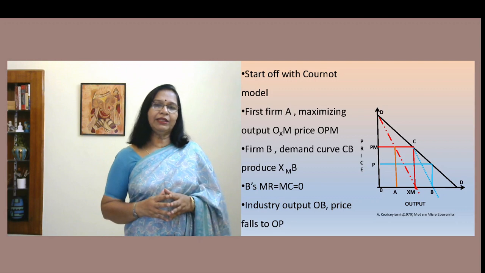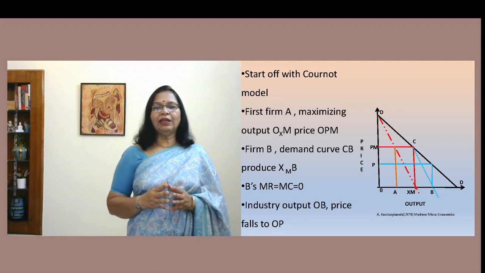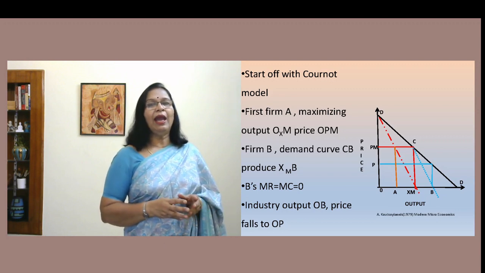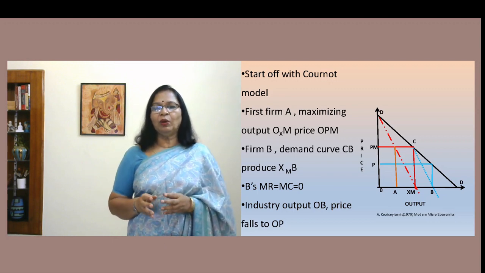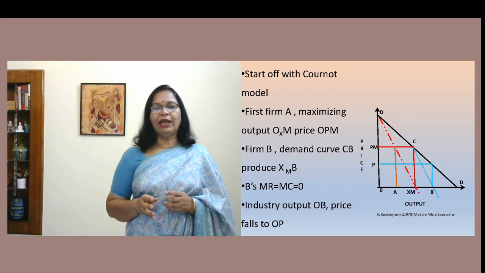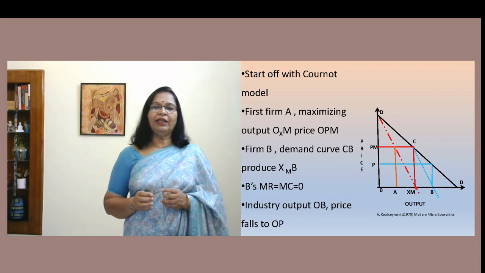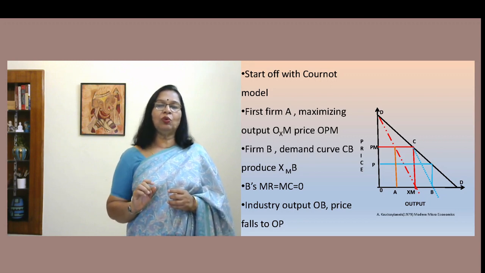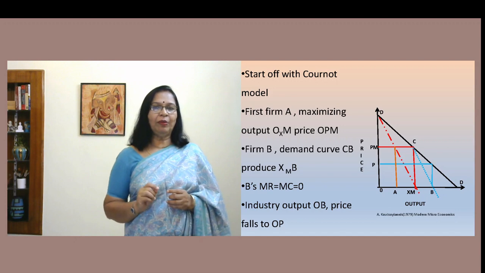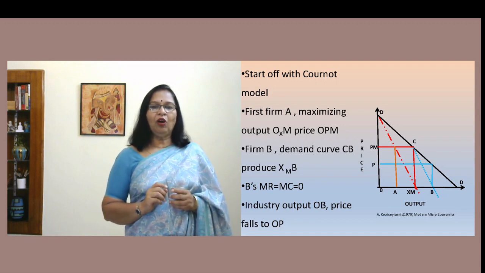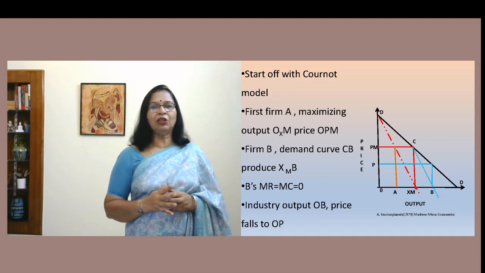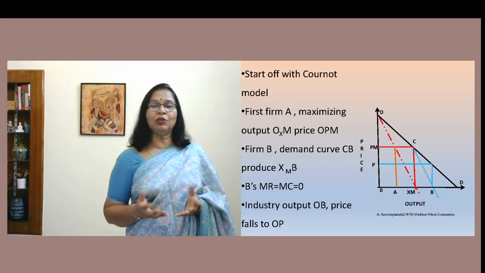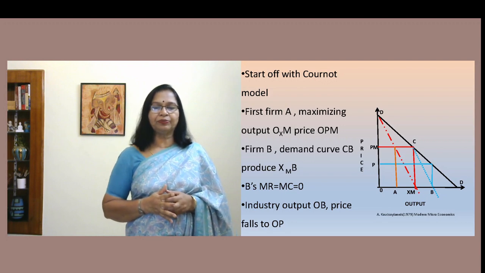Now, firm B enters into this market and understands that OXM has already been produced by firm A. Now he can produce what is left over of this market, XMD, and he decides to produce XMB. The blue line shows the quantity of output that firm B will produce. At B also, the firm's marginal cost will be equal to marginal revenue, and that is equal to 0 because we have assumed costless production.